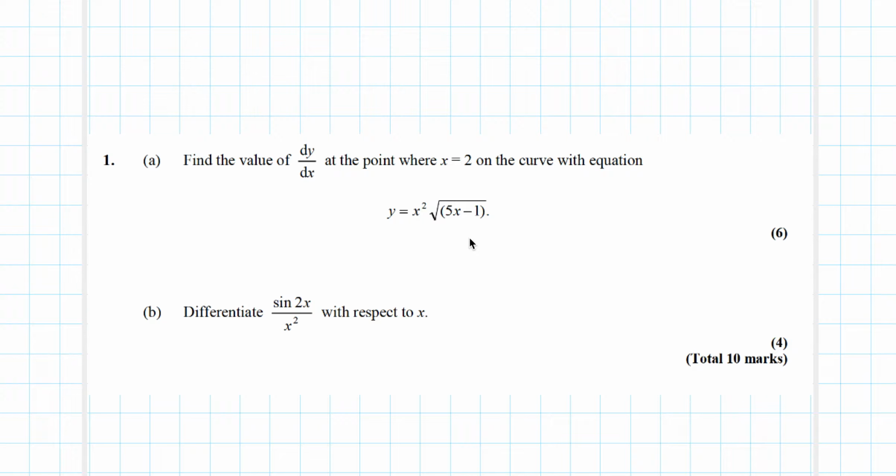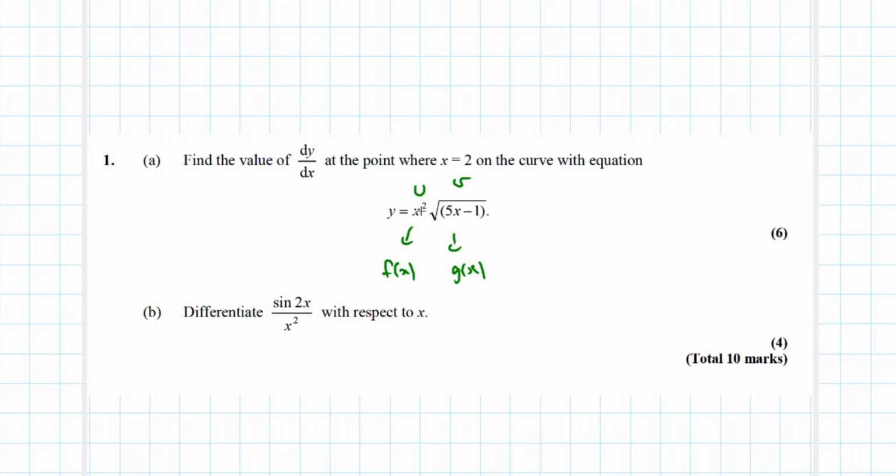Year 2 differentiation. So the first question, question 1, is: find the value of dy/dx at the point where x equals 2 on the curve with the equation y equals x squared times the square root of 5x minus 1. So this one you've got two functions of x, so we can say this is f of x and this is g of x, or actually better to take it as u and v.